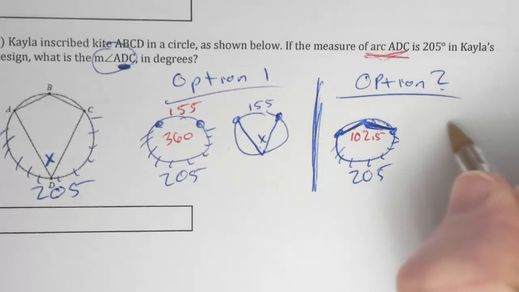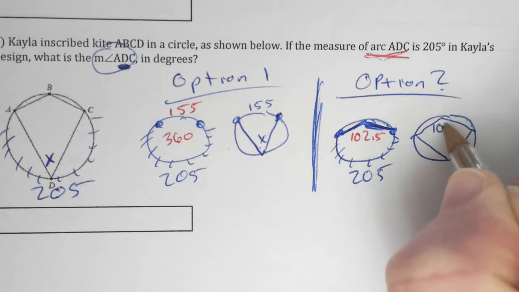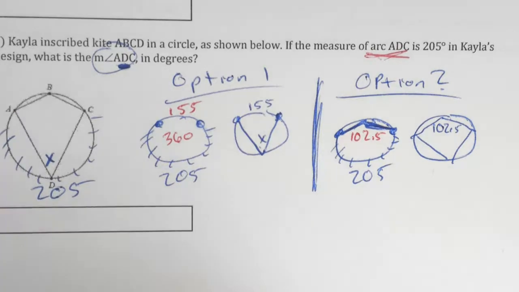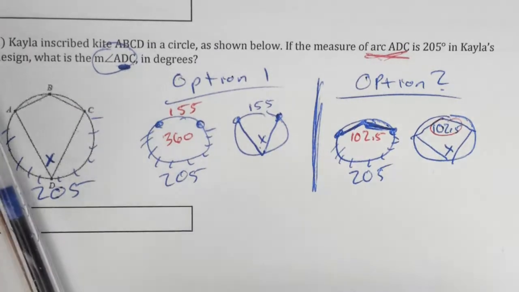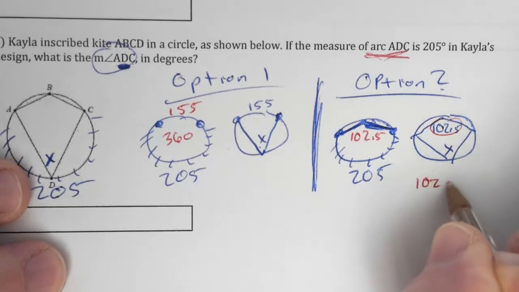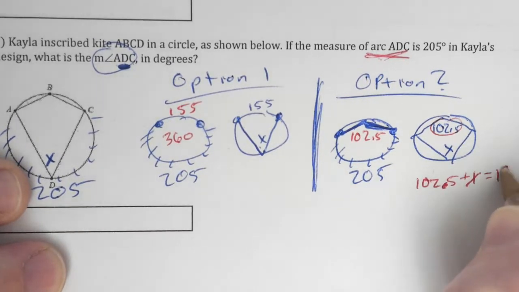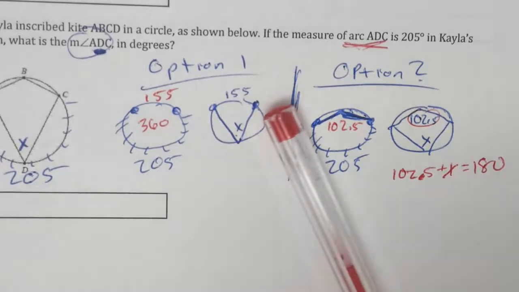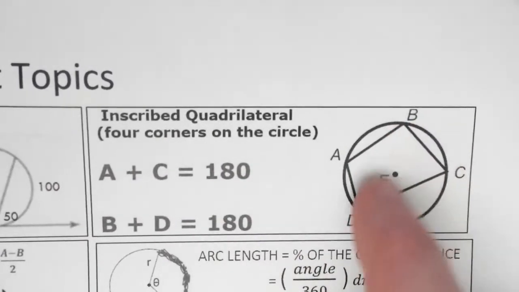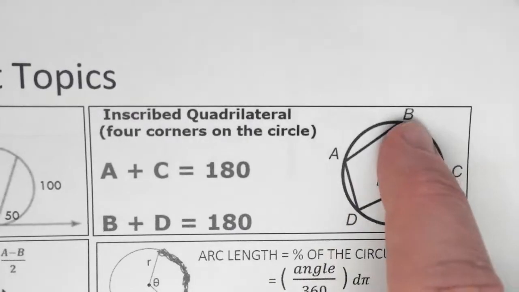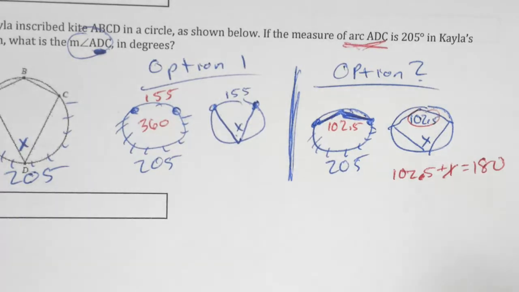Okay, so then with that, the second step would be if this right here is 102.5, I know that this angle and this angle right here adds up to 180 degrees. So 102.5 plus that x is equal to 180 degrees. And how did I know that? Because of this. For an inscribed quadrilateral, the opposite angles right here, the corners, the opposite angles would add up to 180 degrees. So A and C add up to 180 and B and D add up to 180. So, and you're going to get the same answer on both of those.